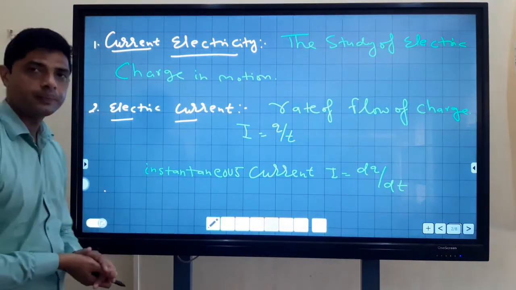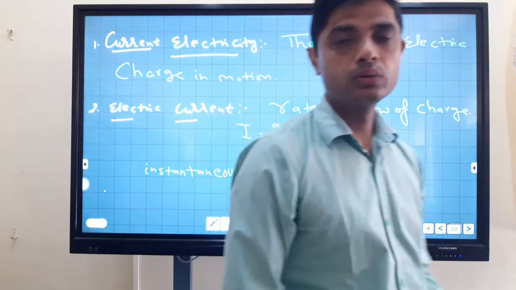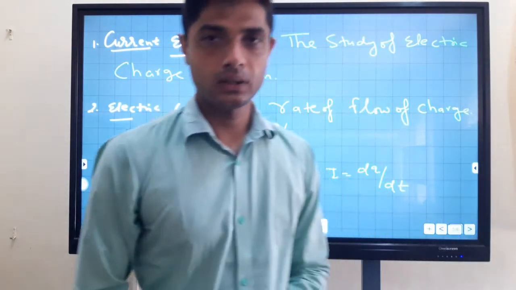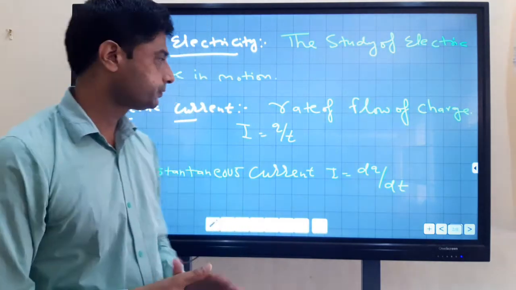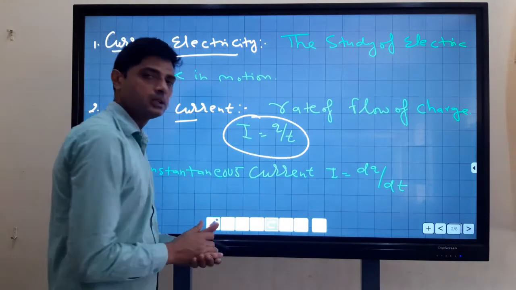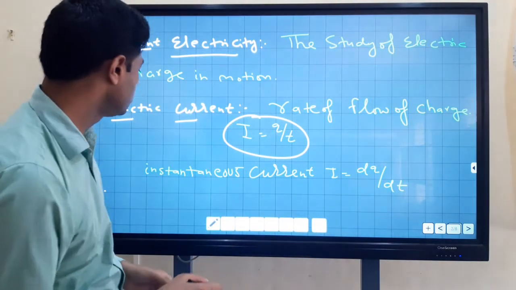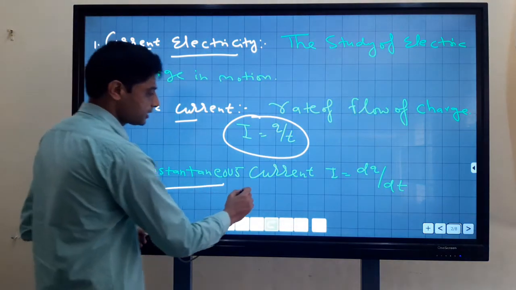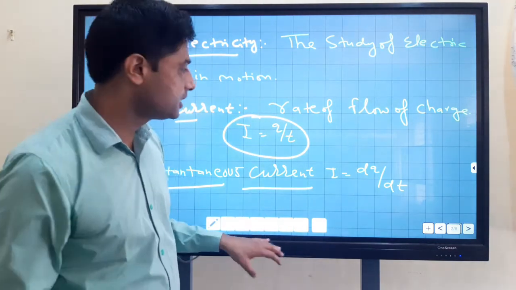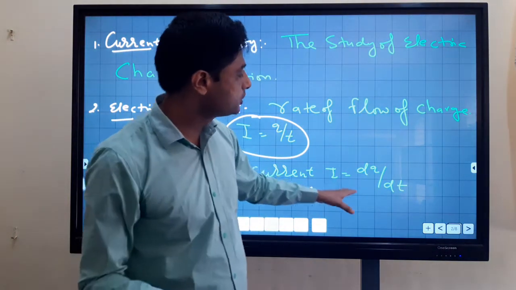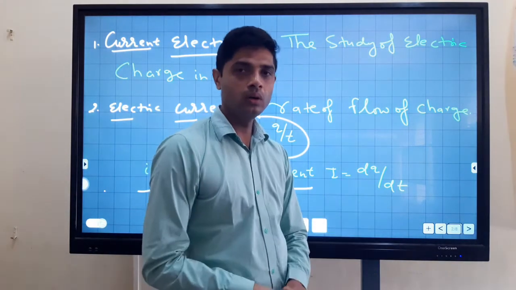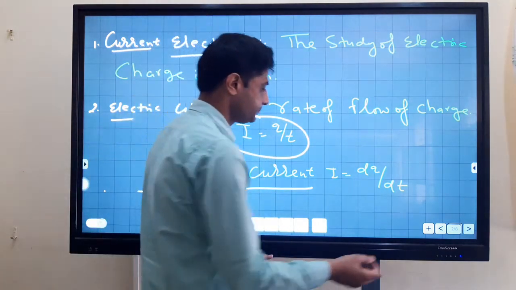What is electric current? When charge flows through a wire or a conductor, the rate of flow of charge through a conductor is known as electric current. So I equals Q upon T. The value of current is Q upon T. The instantaneous current, meaning the value of current at any instant, is given as I equals dq upon dt, where dq is a small charge in a small time interval.